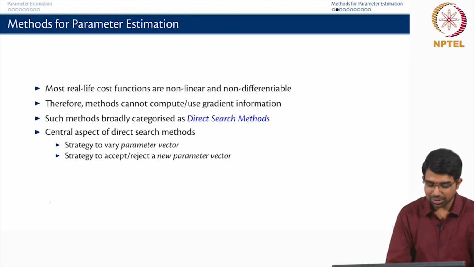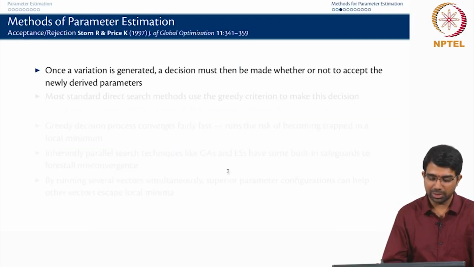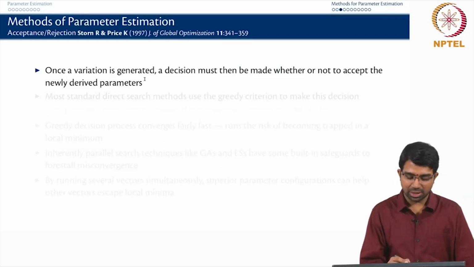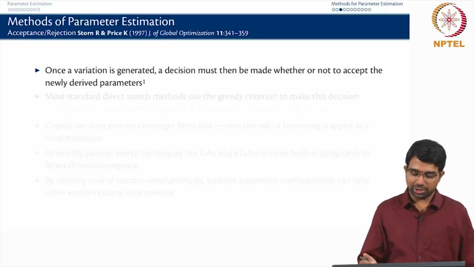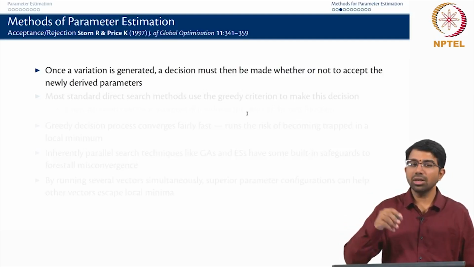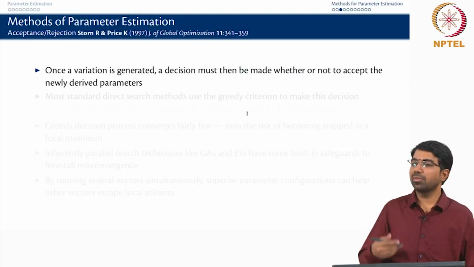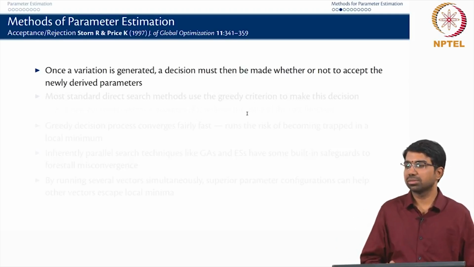So how do these methods work? The central aspect we said was there is a strategy to vary the parameter vector and a strategy to accept or reject a new parameter vector. Once a variation is generated, how do you make the decision? You need to decide whether to go in this direction or the other direction.